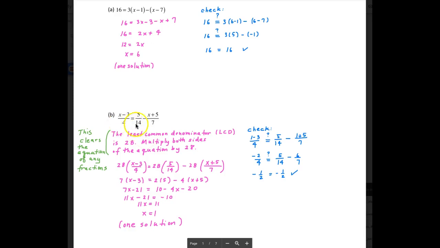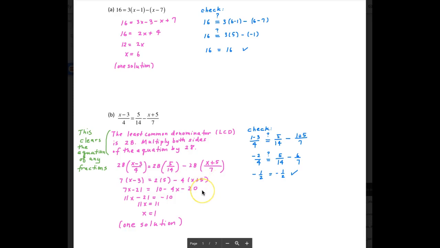The least common denominator in this case would be 28. So we need to multiply both sides of the equation by 28. That means we need to multiply each term on both sides of the equation by 28. Once I do that, we'll see the 4 goes into 28 7 times, 14 goes into 28 2 times, and 7 goes into 28 4 times. So each of those denominators will cancel, they'll be cleared, and we'll be left with what's in the numerator times that extra factor. That's what we get in this second line.